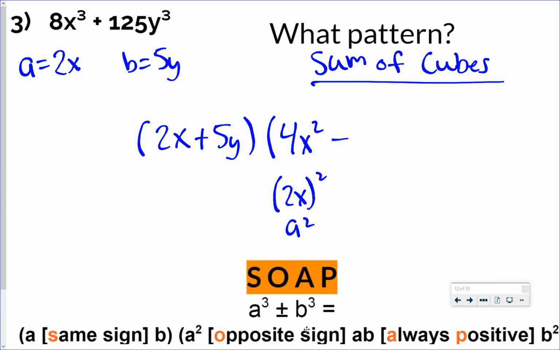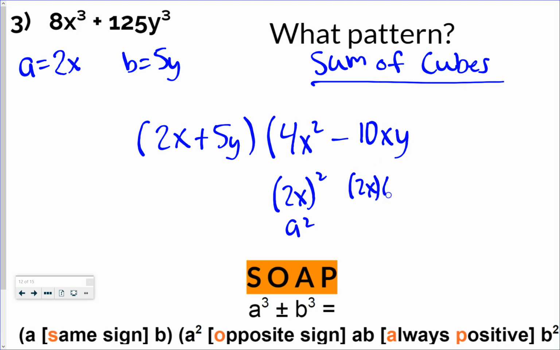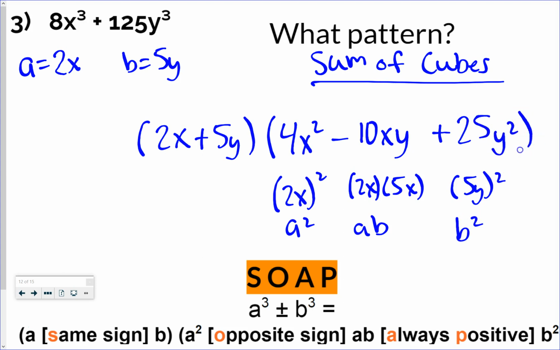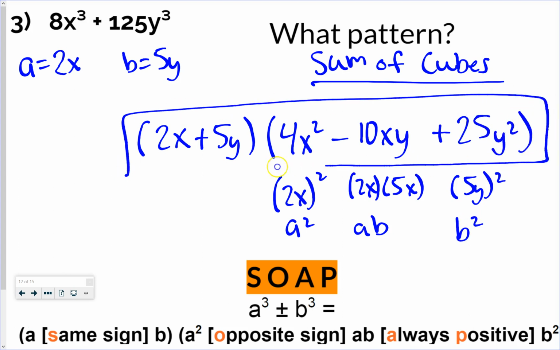What is a times b? 10x. Yes, good. Because that was 2x times 5y. That's our ab. Good. And then our last piece is always what sign? Positive. Always positive. And it's going to be b squared. So remember, we take 5y and we square both pieces. So that becomes what? 25y squared. So even though we had numbers and variables going on, when we square it, we just square both.